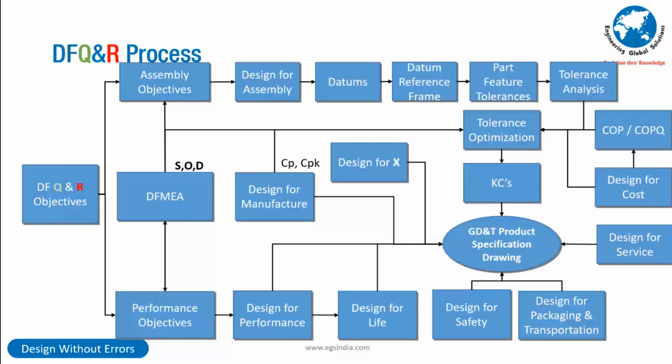The assembly and the performance objectives are driven by the design failure modes and effects analysis, which is nothing but a risk management tool that we need to use to look at the severity, occurrence, and detection. The RPN has been dispensed with since 2015. And then it drives the assembly objectives, while it also gets influenced by the performance objectives. On the performance objectives, we evaluate the design for performance, design for life, not the factor of safety, because design for life is the mainstay these days. Design for safety, packaging, and transportation.